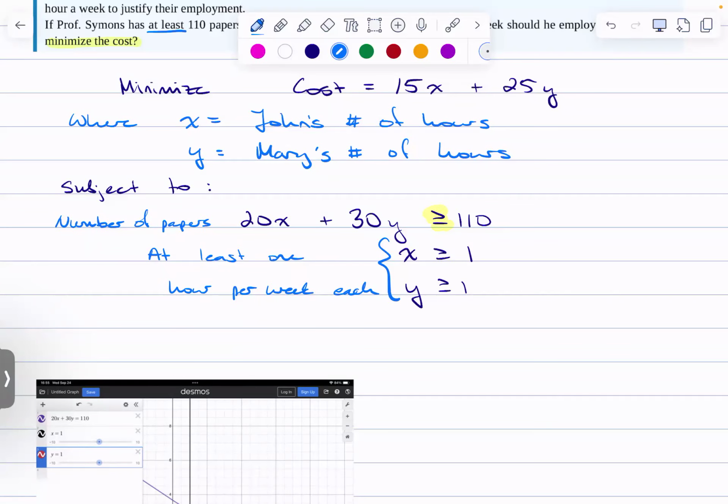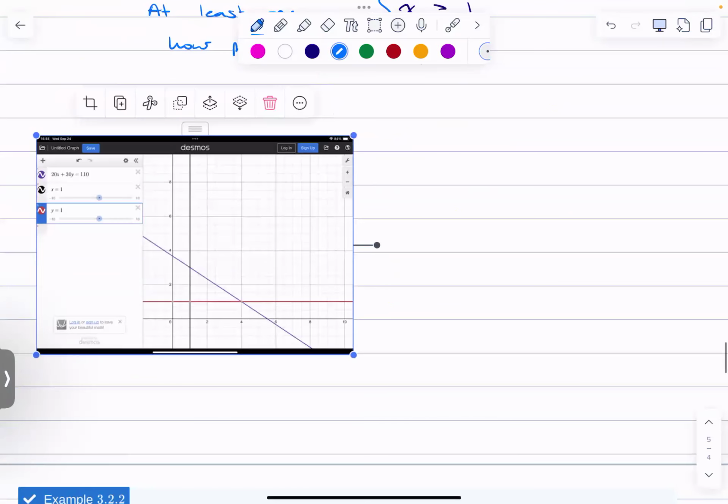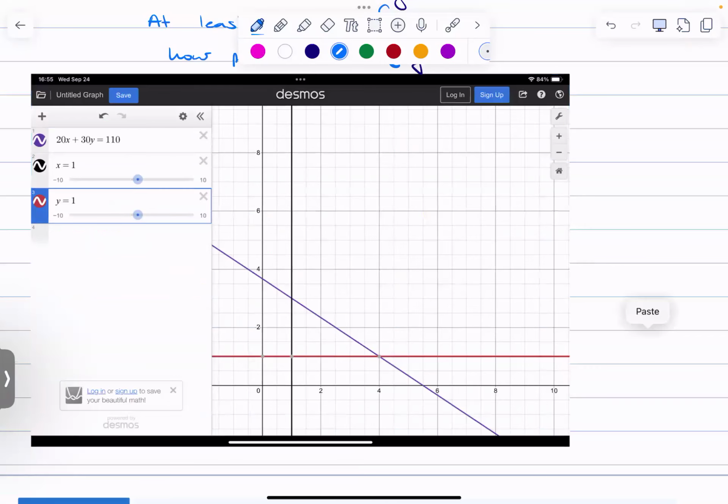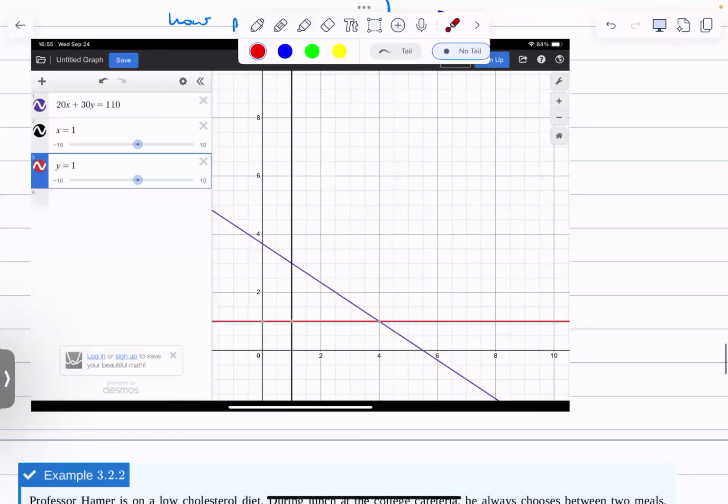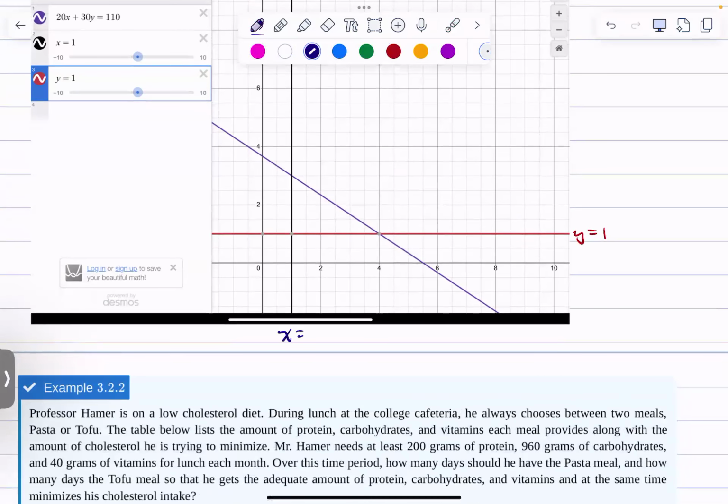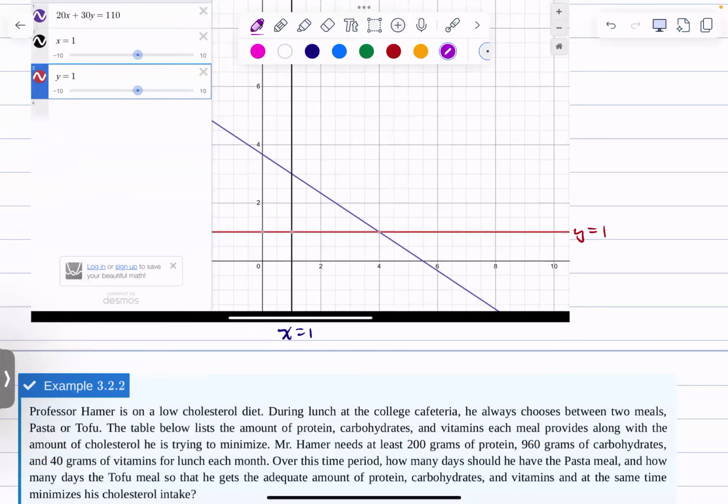So then, those aren't too bad, right? Drawing those lines, there's only 3 lines. My purple line is the 20x plus 30y is equal to 110. My black line is at x equals 1. And my red line is at y equals 1. Purple is at 20x plus 30y is equal to 110.